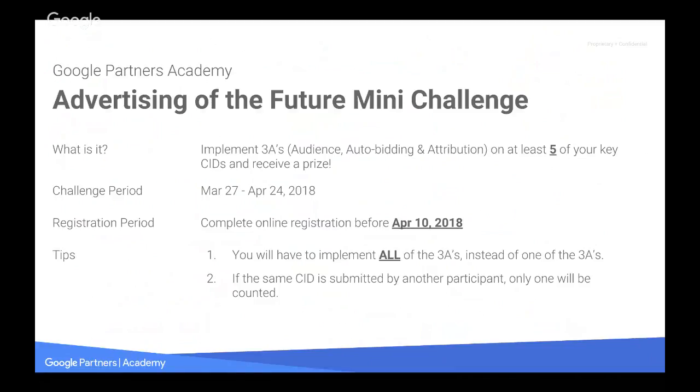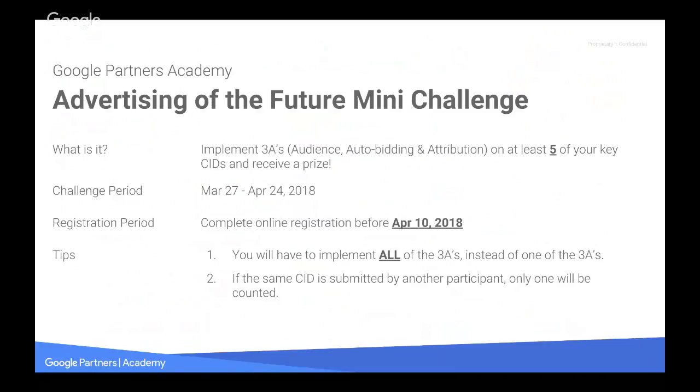Make sure that you enroll in this mini challenge by April 10th. By April 10th, please make sure that you submit all your client CIDs, so we'll be able to monitor implementation. The challenge period will be from now to April 24th. So you have almost a month to implement this, which should give you ample time to implement the 3A for your clients.